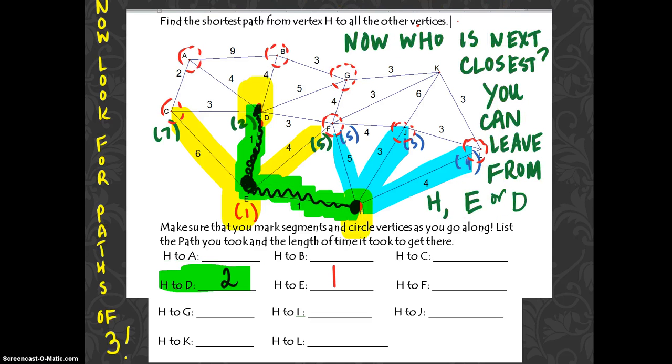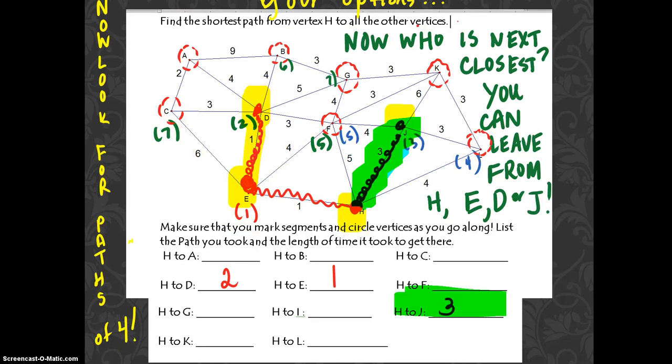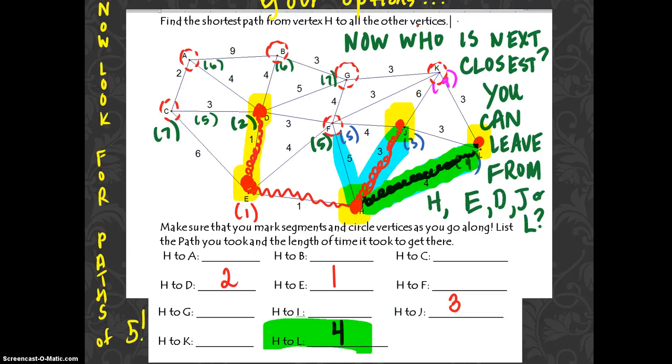So these are the vertices that you're considering going to, and hopefully you notice that John's room is 3 minutes from your room. Okay, so now we're going to look for paths of 4. So this time you can leave from vertices H, J, E, or D, and you're looking for anybody that is a path of 4. Hopefully you saw that you could go to Larry's room.